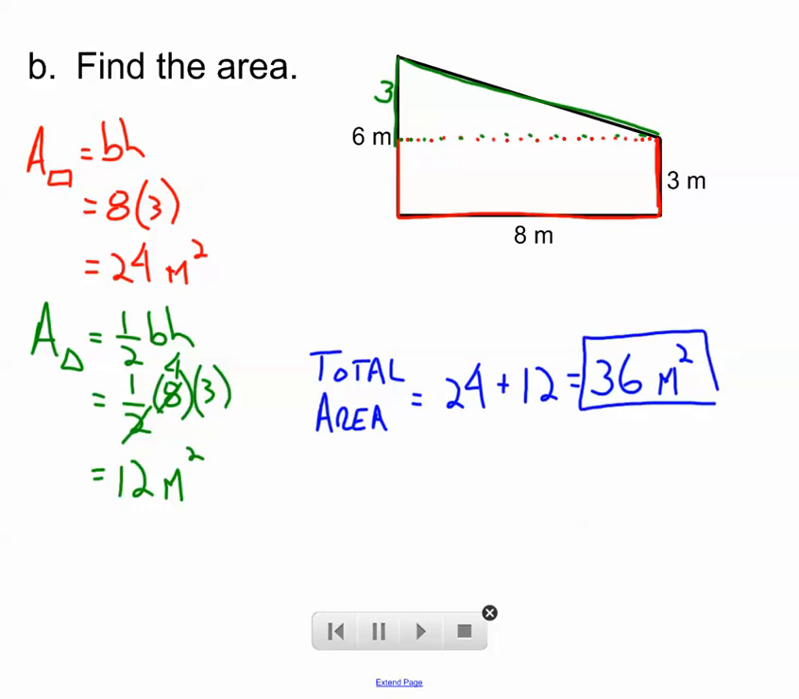So to find the area of combined polygons, you combine their areas. And when I say combine, I'm talking about addition.